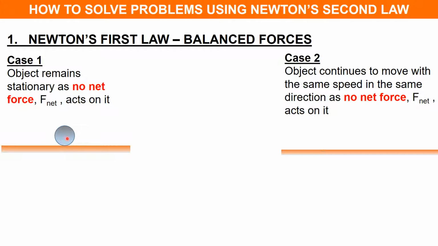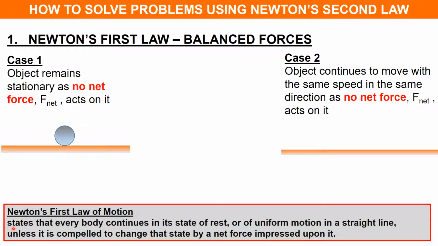So going back to case 1, you can see that this object remains stationary because there is no net force acting on it, so it cannot accelerate from rest. Similarly, for case 2, the object continues to move with the same speed in the same direction as there is no net force acting on it as well. What Newton's first law says is that if there is no net force acting on the body, the body will continue to stay in a state of rest or of uniform motion unless it is compelled to change that state by a net force impressed upon it.